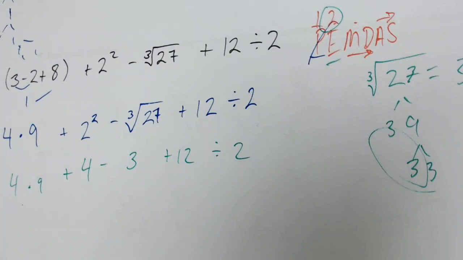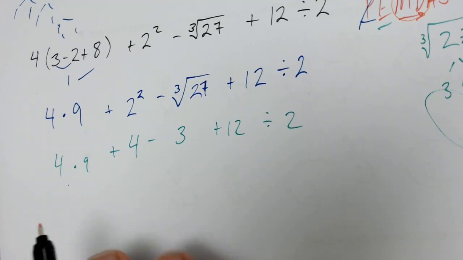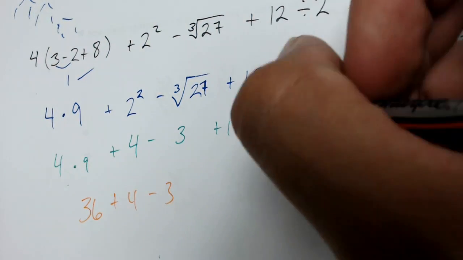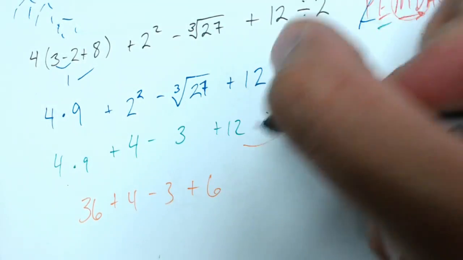Now I'm on to the multiplication and division step. So I'll do that in orange. So all I'm going to do is multiply and divide. So I have 4 times 9, that gives me 36. I'll recopy the plus 4, copy the minus 3. 12 divided by 2, I have to solve that. That's going to be 6. So I put plus 6 at the end.